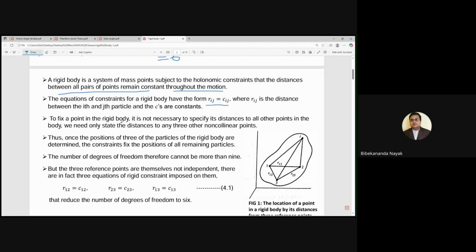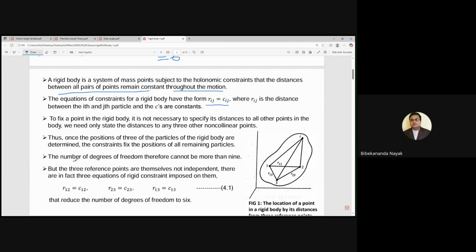To fix a point in the rigid body, it is not necessary to specify the distance to all other points in the body. We need to state the distance of any three other non-collinear points. Thus, once the positions of three particles of the rigid body are determined, then the constraints fix the position. Okay, 3, 2, 1. Or if you know the 6, then everything is fine.